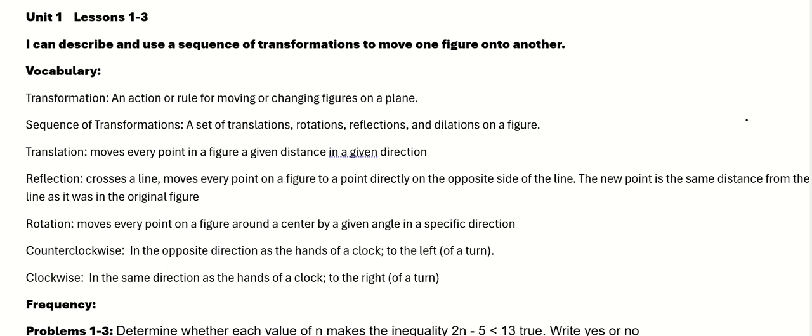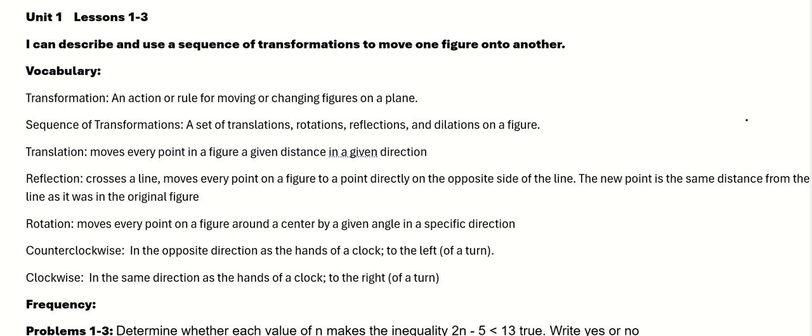We haven't done dilations yet, but when we do, it's all 4 of them, but we've done translations, rotations, reflections. So the first one's a translation. This moves every point in a figure a given distance in a given direction. So they have to give you the distance, 1, 2, 3, 4, 5, and they have to give you the direction, left, right, up, down.